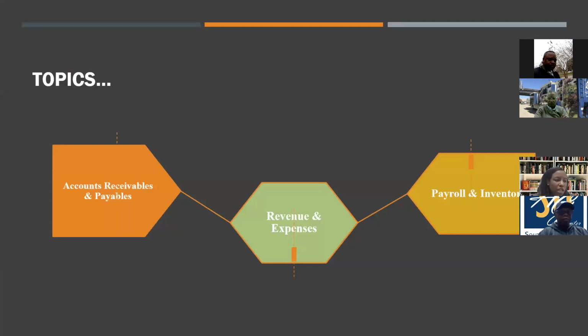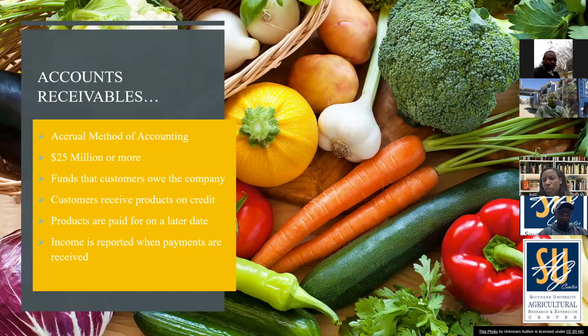The topics we're covering today are accounts receivables and payables, revenues and expenses, payroll, and inventory. Accounts receivable is an account on the books which most businesses use. However, being a farmer, you would want to use the cash method versus accounts receivable. The cash method has more advantages. However, the accrual method of accounting is basically expenses that are made through the business.